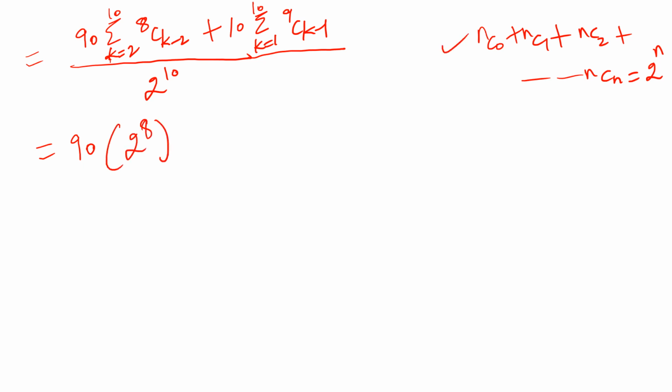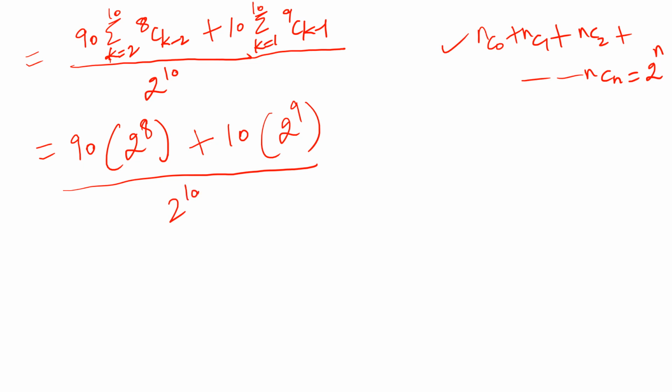By applying this property, plus now here it is 10 into 9C0 plus 9C1 plus 9C2 and so on till 9C9, which becomes 2 to the power 9, whole divided upon 2 to the power 10. Fine. So now I am cancelling 2 to the power 8 up and down. I will take out 2 to the power 8 common from the numerator, and in the denominator it is already 2 to the power 10. So we'll be cancelling out this 2 to the power 8 factor.